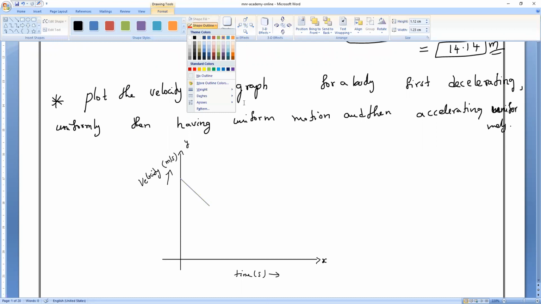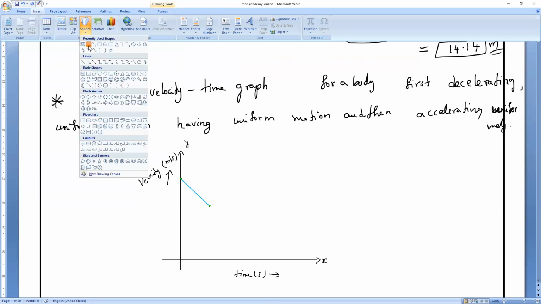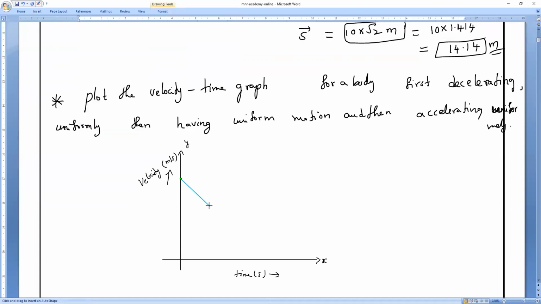Next. From that point, in what direction is it going? Uniform motion. So uniform motion means, can you tell me how it is? Uniform motion means acceleration is what? Linear, parallel to whom, guys? Parallel to the x-axis, because it is time. Uniform motion means what is the acceleration? Zero. That is what I wanted.